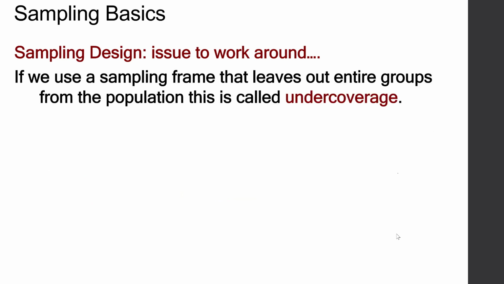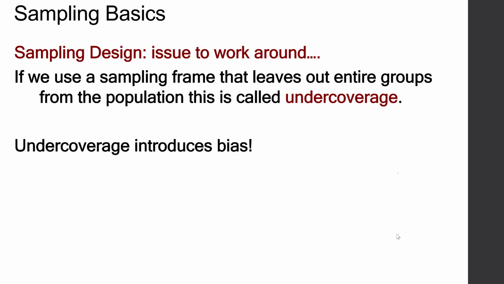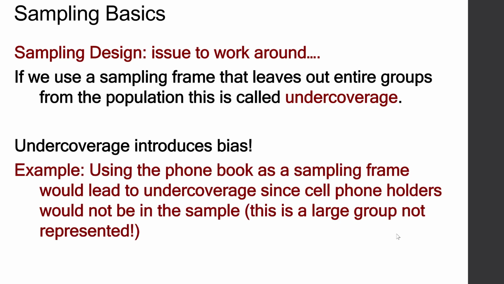So if we use a sampling frame that leaves out entire groups from the population, this is the issue that we need to work around. This is called undercoverage, when we don't cover our whole population. Undercoverage obviously introduces bias. For example, if you use the phone book as a sampling frame, this would lead to undercoverage since cell phone holders would not be in the sample. And this is a very, very large group now that wouldn't be represented. The people without a landline that only have a cell phone wouldn't be represented.